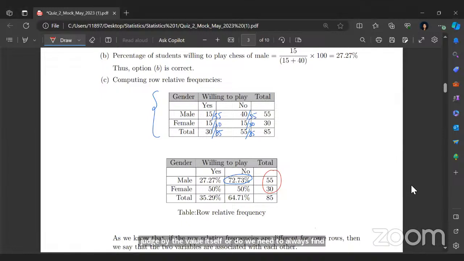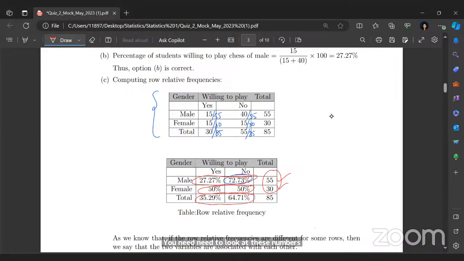You are saying the values that we have are 55 and 30, and from there we can say that they are different. Is it? No, ma'am. No. So what you need to look for are the row relative frequencies or the column relative frequencies. So you need to look at these numbers.